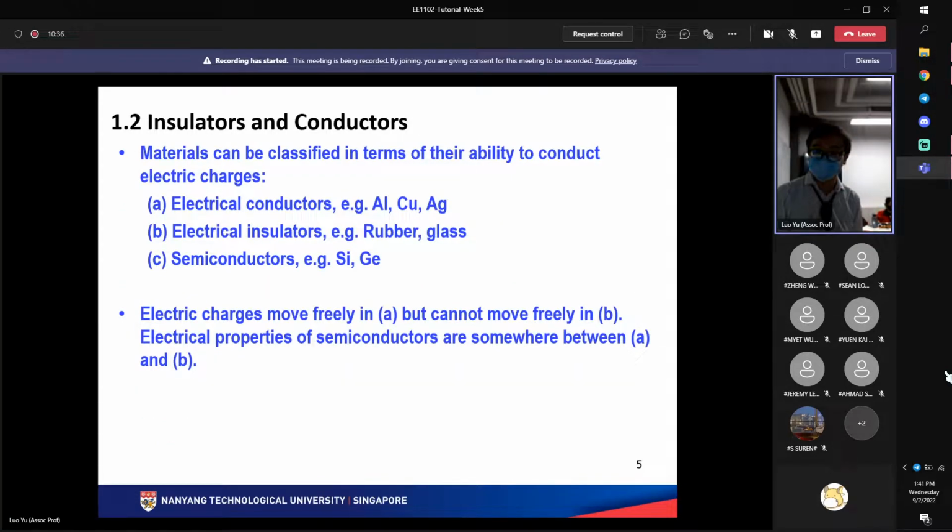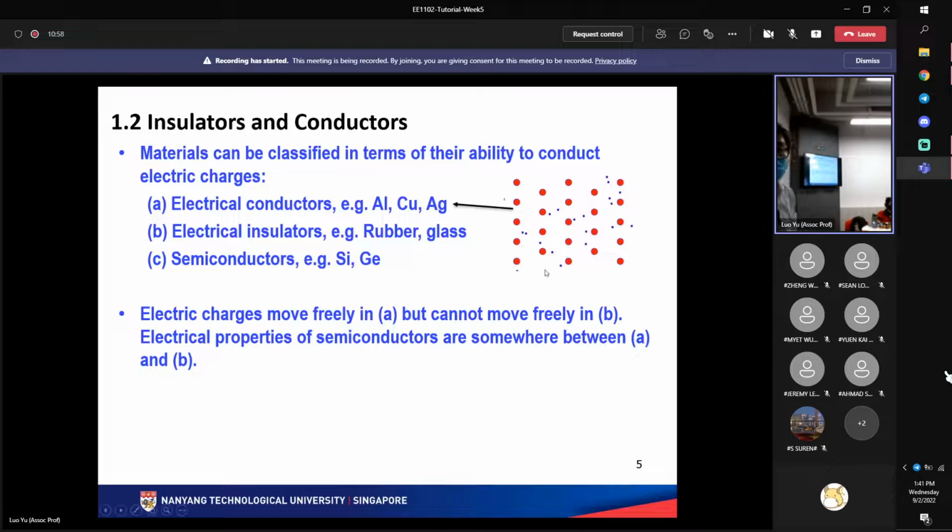And then material. We can categorize material into 3 categories according to how the electric charge or electron moves in the material. The first is what we call electric conductor, such as aluminum, copper, gold, silver. This kind of material contains free electrons. So what does free electron mean? For example, this red dot can represent the nucleus, that is an atom, which is fixed in the material. Then the blue dot, which is moving, is the electron.